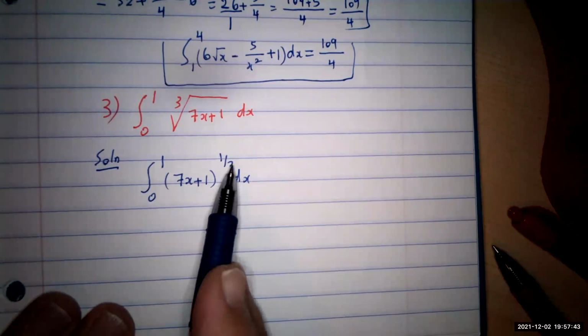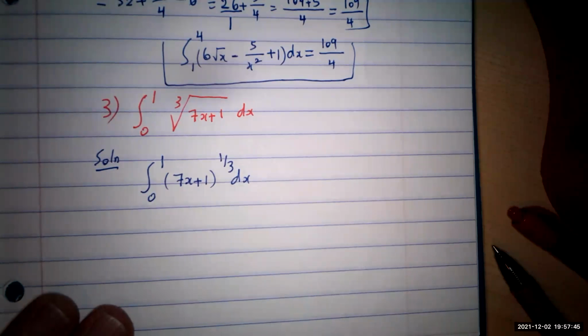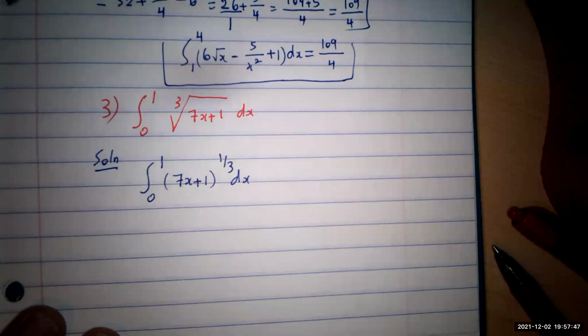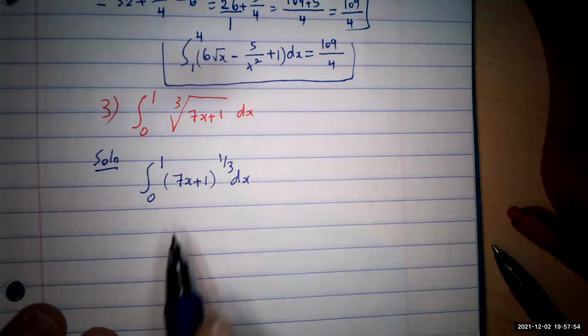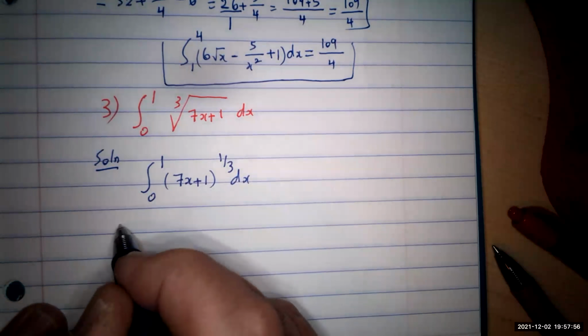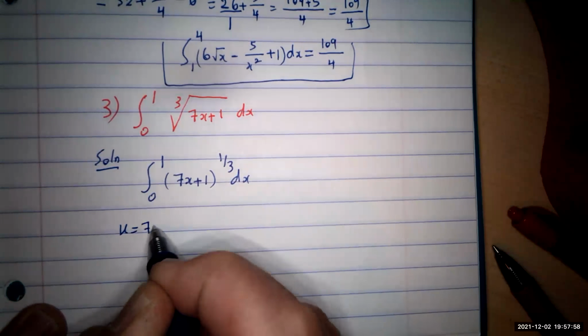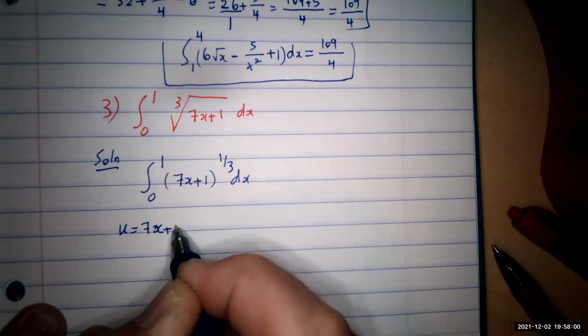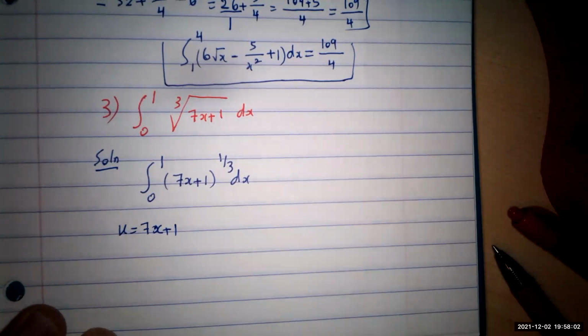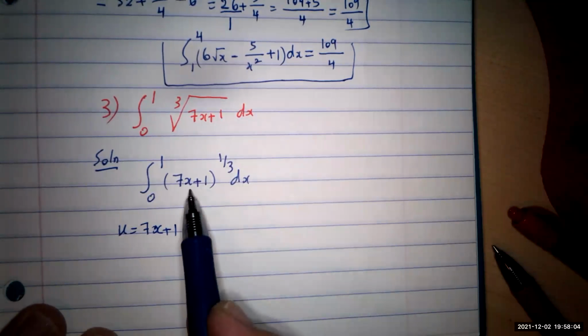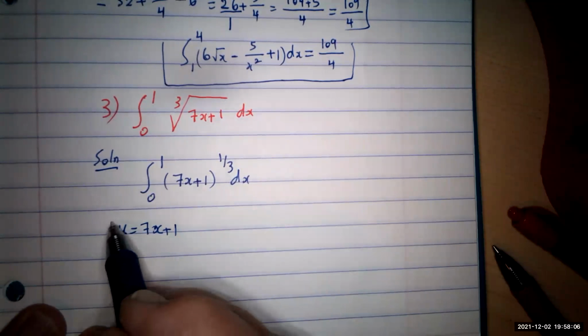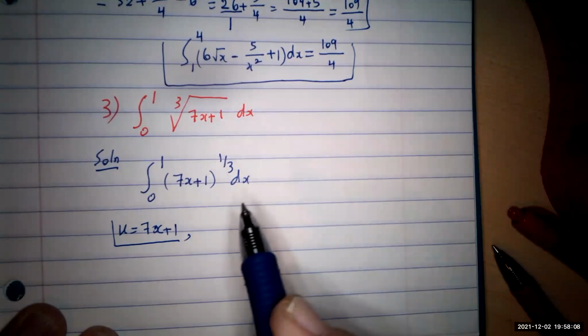So this means you have to use the substitution method. Let's see how we're going to use the substitution method for this new integral. Remember the substitution method: you take this one to be u. u is going to be 7x plus 1. So if you do the job, you must end up with u to the 1/3. So that's going to be your u. Then you have to find the du.